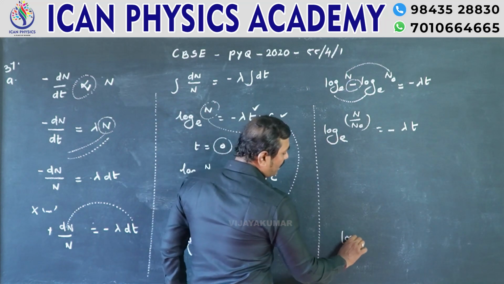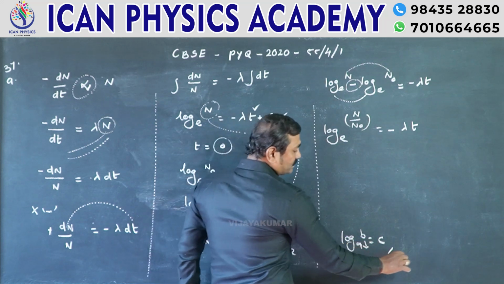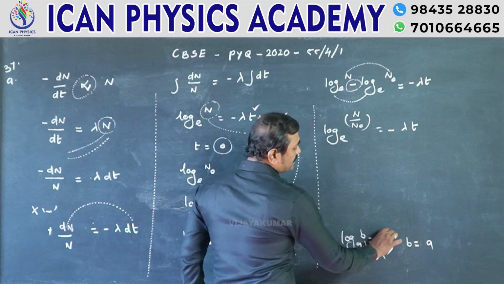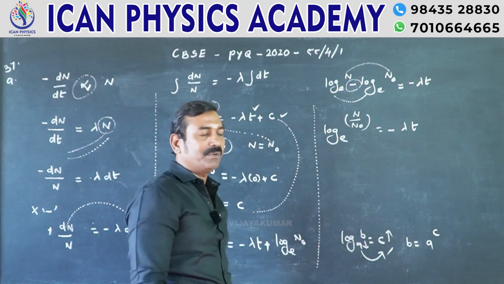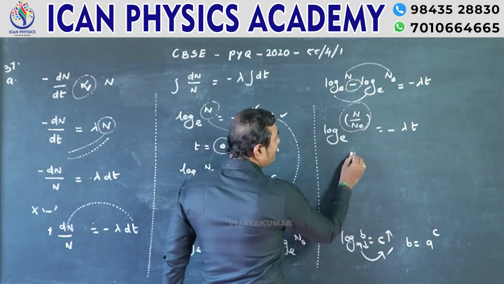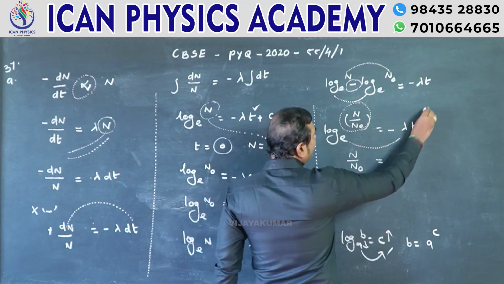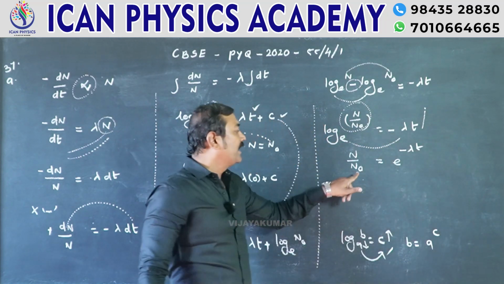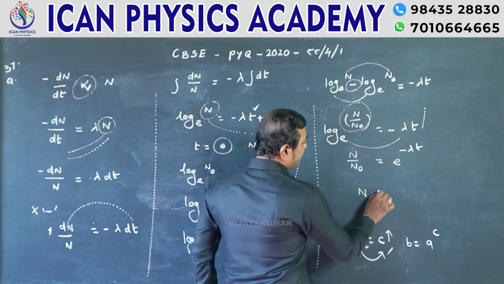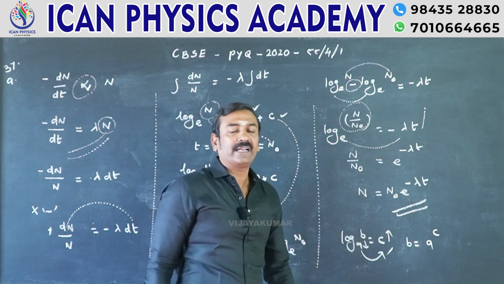So what is log form? Log a power b equal to c is the log form. The b comes down, the a goes to the right side, and c goes to the power. Like that we can remember. By the same method, I am going to write this one: N by N naught, the e goes to the right side, and the minus lambda t goes to the power. Now the division N naught goes to the right side as multiplication, so that N equal to N naught e power minus lambda t. So this is the required formula.